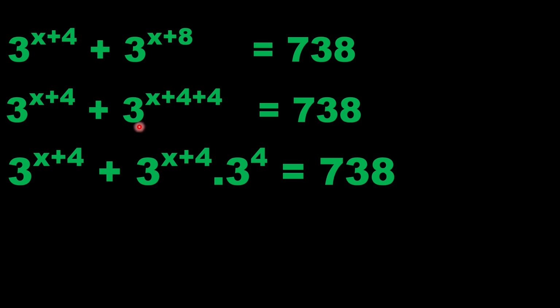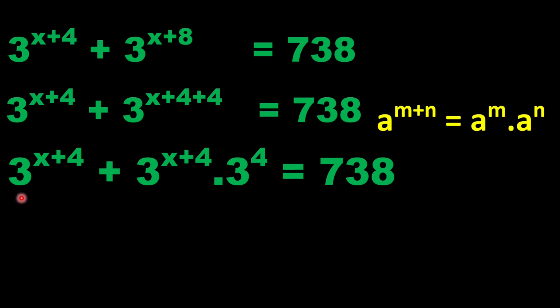And now we can write 3 raised to the power of x plus 4 plus 4 as 3 raised to the power of x plus 4, this term, into 3 raised to the power of 4. Why? Because according to the exponent rule, a raised to the power of m plus n can be written as a raised to the power m into a raised to the power n. So here this whole term is in the form of a raised to the power m plus n, and we have split it, like we have written this as 3 raised to the power of x plus 4 into 3 raised to the power 4 equals 738.